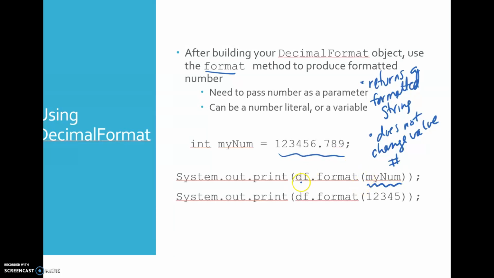And then this decimal object is going to take this input and it returns a formatted string, which is then printed. If I look at the second example, notice that everything here is the same. The only difference is that instead of passing a variable to the method, I just passed a number literal. And a number literal is a literal number that I want to use, as opposed to a variable like I saw when I used my_num.